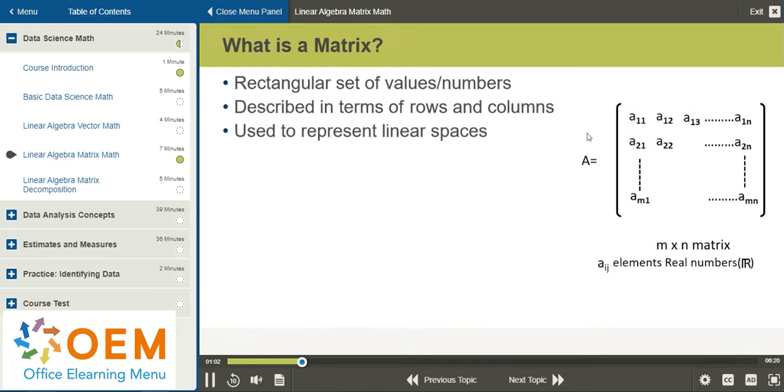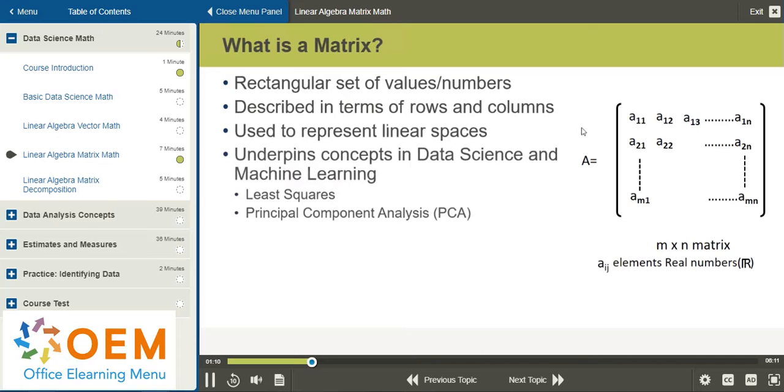These are used to represent things like linear spaces, and are used in linear algebra, vector math, or matrix math. It underpins many concepts in data science and machine learning. So we use matrices and matrix math in developing things like least squares and principal component analysis, or PCA, and a very important operation called singular value decomposition, which I won't get into in this video.